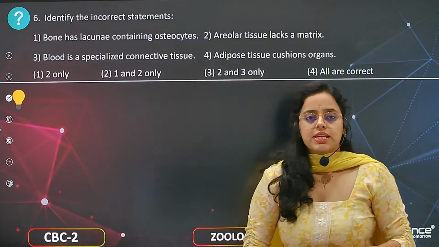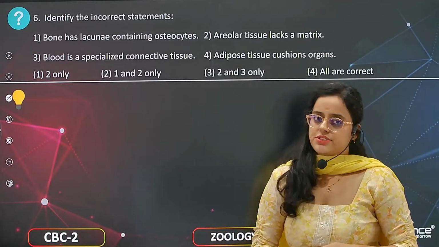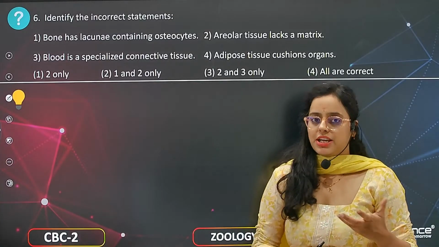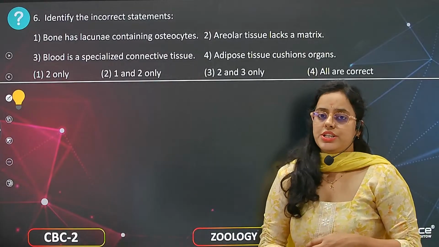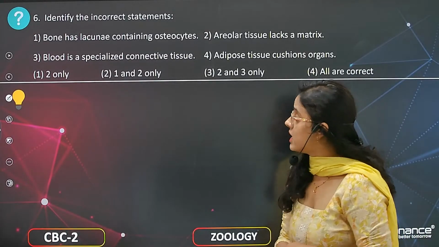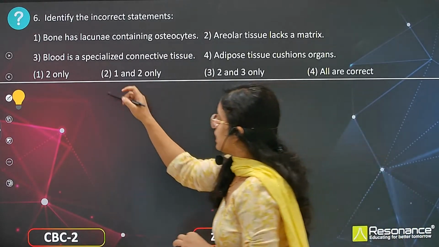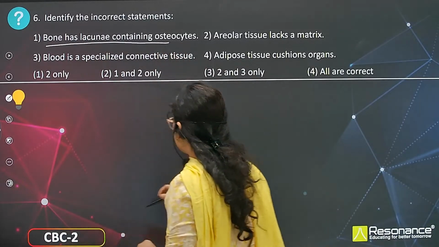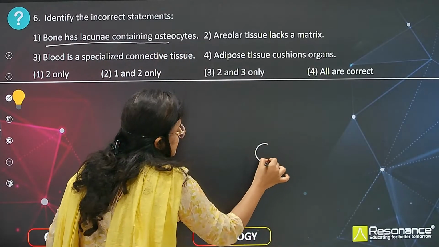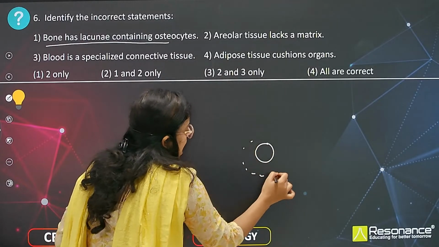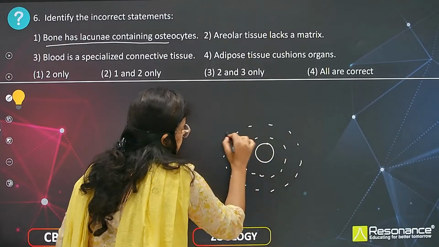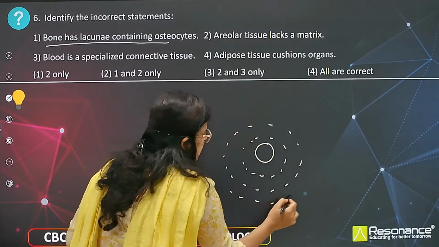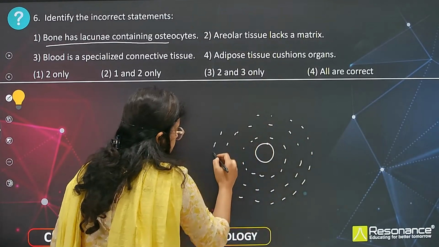Now question number 6. Identify the incorrect statement. Bone has lacunae containing osteocytes. True. Areolar tissue lacks a matrix. That is a false statement. See, we have discussed the lacunae. We have discussed the Haversian system. The lamellae of the bone are present in concentric circles. During these circles, the matrix is laid in concentric circles.